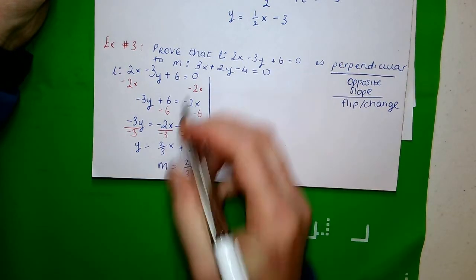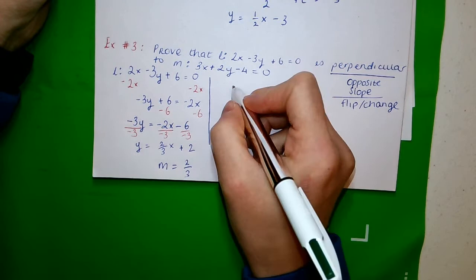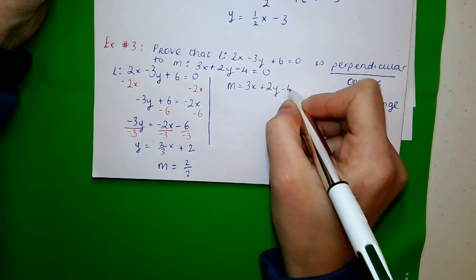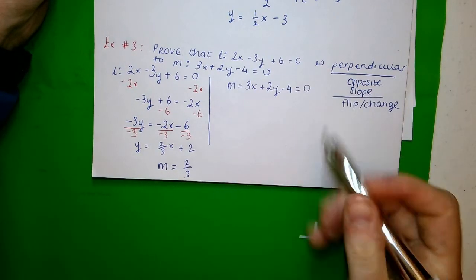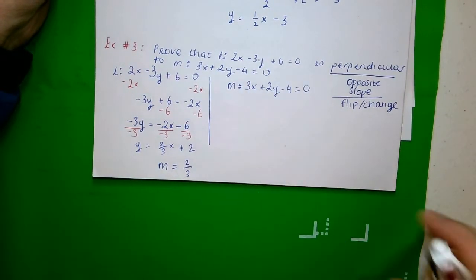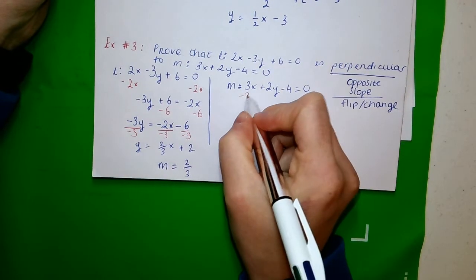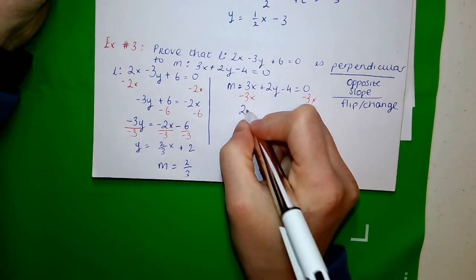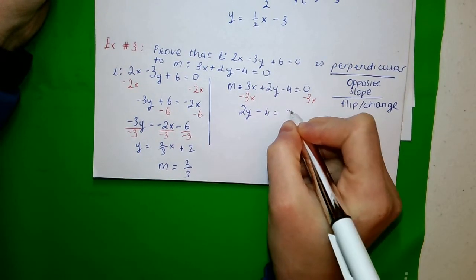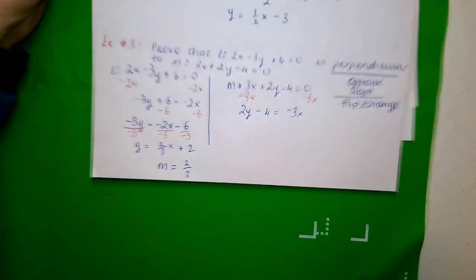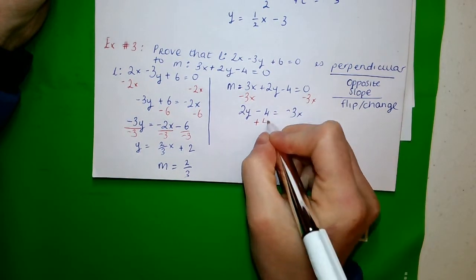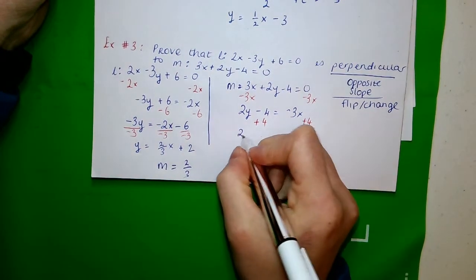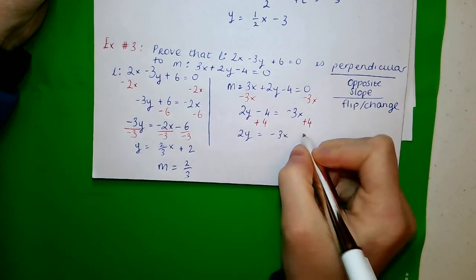So line M then, we're going to reorganise it into the form y equals mx plus c. So M is 3x plus 2y minus 4 equals 0. So again, I'm going to start off by getting rid of this 3x. Take 3x away, and whatever I do to one side I have to do to the other. So 2y minus 4 equals minus 3x. Then I'm going to get rid of that minus 4. I'm going to add 4 to both sides, like so. And finally I'm left with 2y equals minus 3x plus 4.